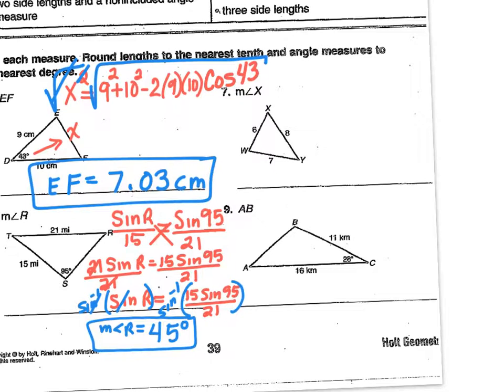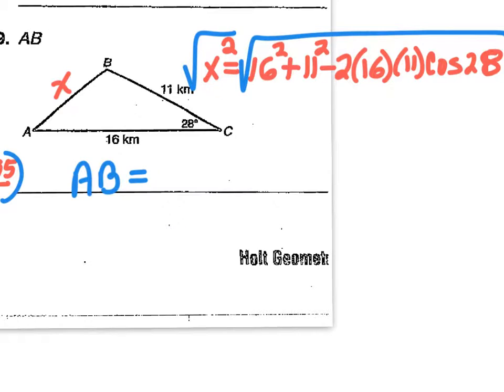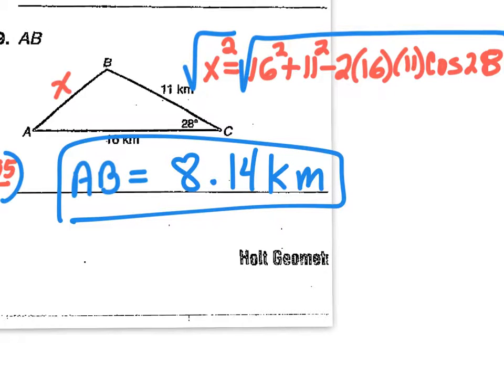Yes. Okay, so now go ahead and try problem number 9, because number 9 is the same scenario. You're looking for the side across from the angle 28. So try number 9. When you check your answer, it's going to be AB equals 8.14, and this is kilometers, and that's it. Questions about problem number 9? No? So far so good?